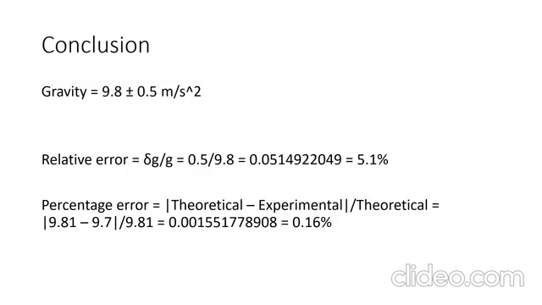And our gravity has been calculated as 9.8 plus or minus 0.5 meters per second squared. The relative error is 5.1%, and the percentage error is 0.16%.